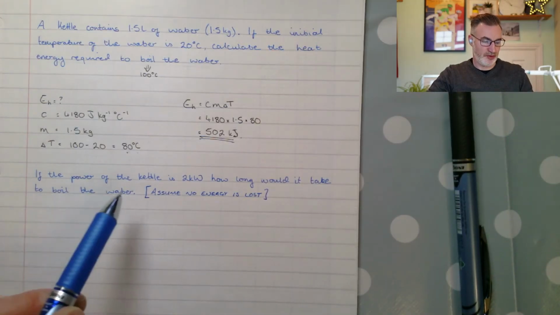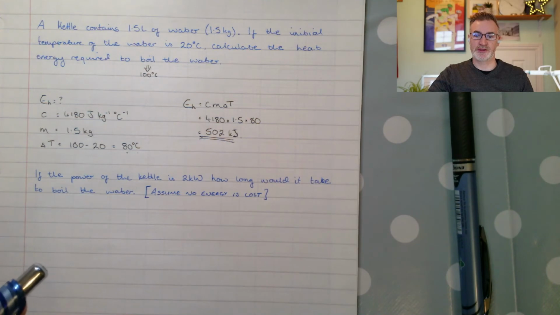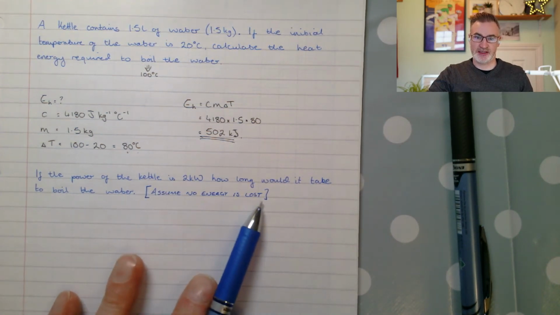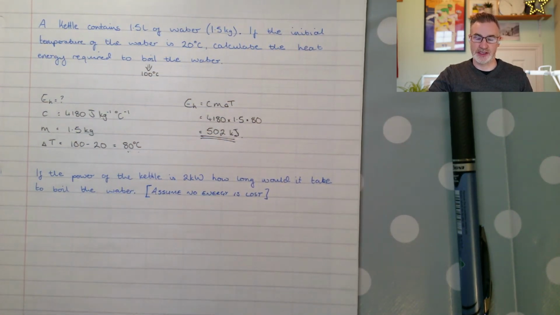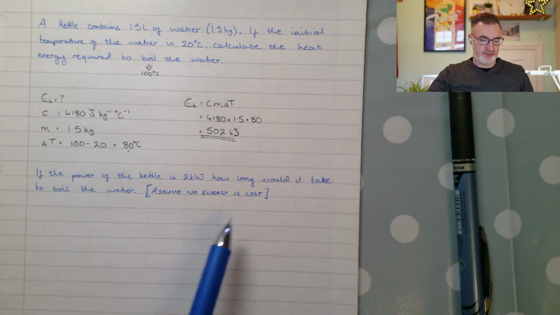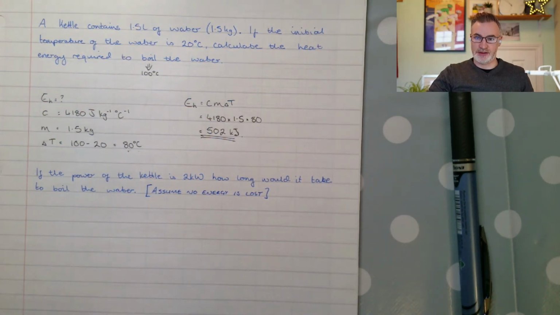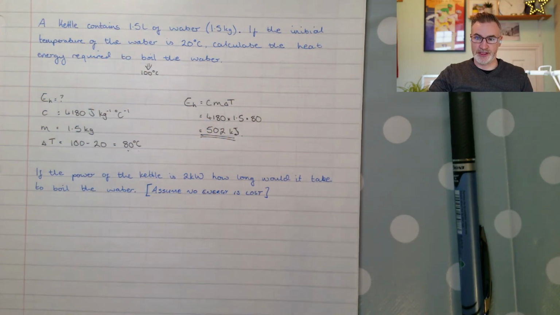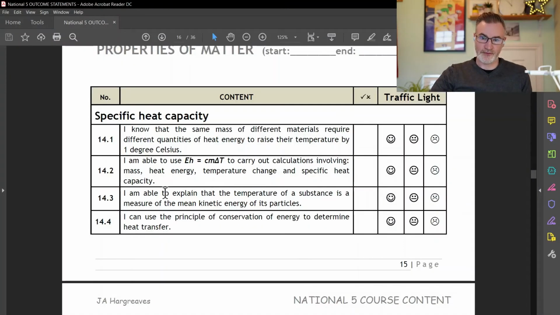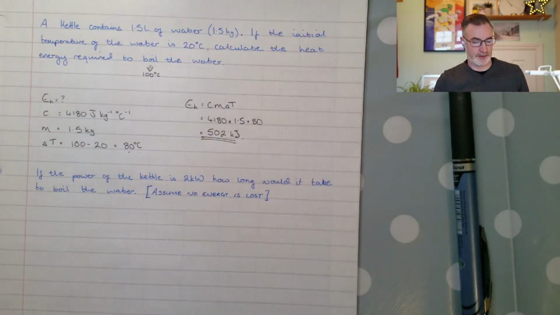So we have, if the power of the kettle is 2 kilowatts, how long would it take to boil the water? So here we're looking for a time, and in the brackets here, assuming no energy is lost. Now, this is relating directly to the learning outcome, which I'll show you just now, and that is: I can use the principle of conservation of energy to determine heat transfer.